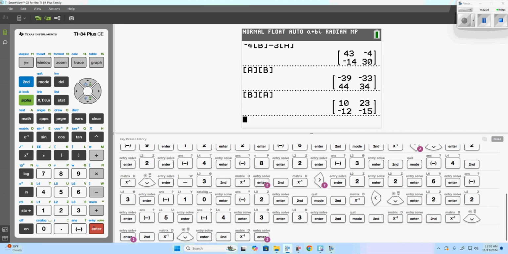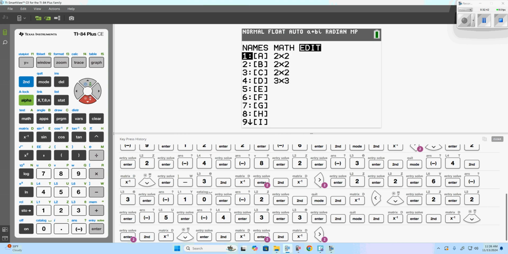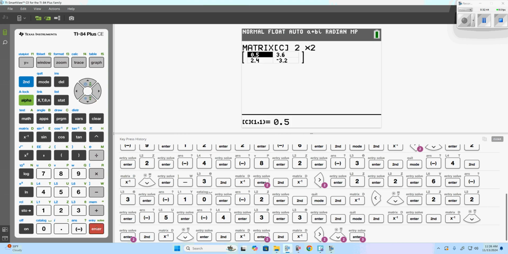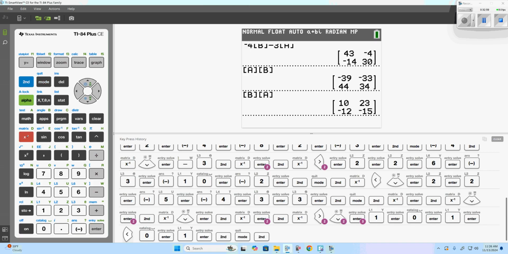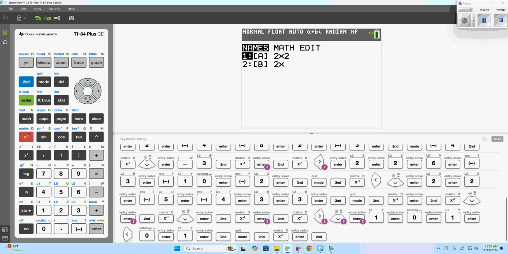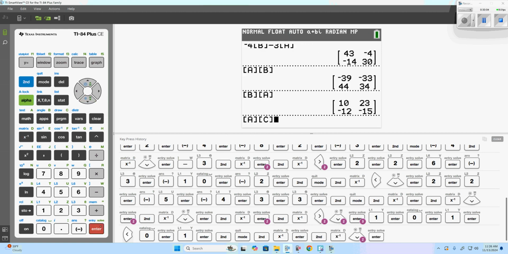Now I'm going to do a matrix C, which is going to be a 2 by 2 of the identity. Everything else is 0 except for that diagonal of 1. Second matrix A, second matrix C. So now I'm going to multiply A by the identity. Matrix A was 6, negative 3, negative 10, negative 2. It gave us matrix A back.